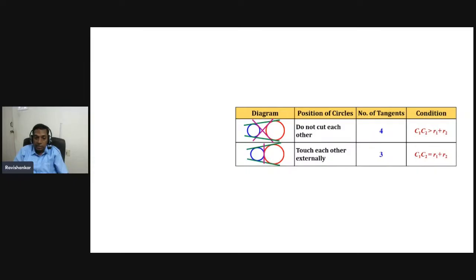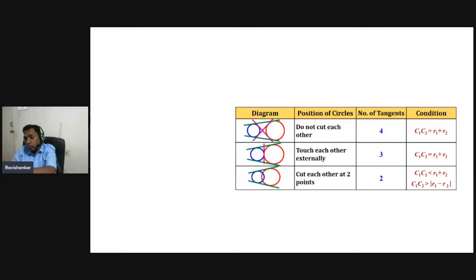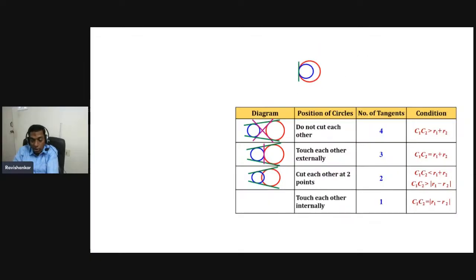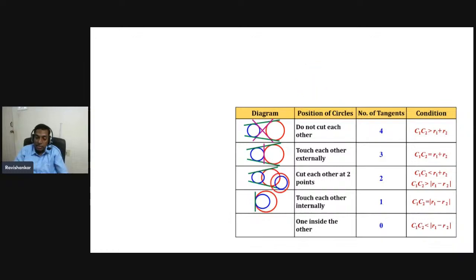And this is the diagram. Okay, cut each other at 2 points: 2 common tangents, 2 conditions, C1C2 less than R1 plus R2, C1C2 greater than mod of R1 minus R2, and the diagram is given. Then touch each other internally: 1 common tangent, C1C2 is mod of R1 minus R2. And don't cut or touch, and one is inside the other: no common tangents, and the condition is C1C2 less than mod of R1 minus R2.